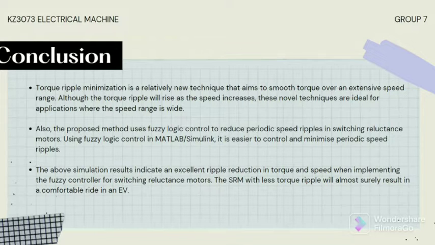Also, the proposed method uses fuzzy logic control to reduce periodic speed ripples in the switching reluctance motor. Using fuzzy logic control in MATLAB or Simulink, it is easier to control and minimize periodic speed ripples. The above simulation results indicate an accelerated reduction in torque and speed ripple when implementing the fuzzy controller for the switching reluctance motor. The SRM with less torque ripple will almost surely result in a comfortable ride in an electric vehicle.